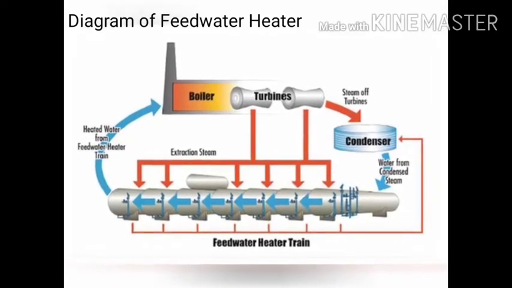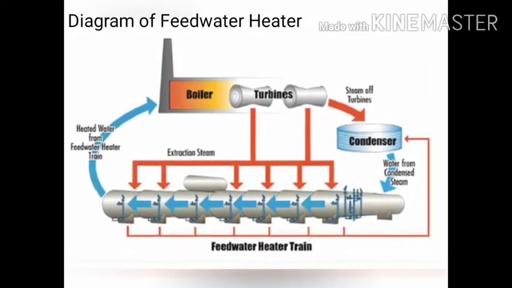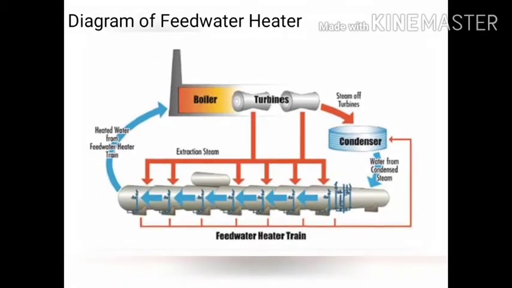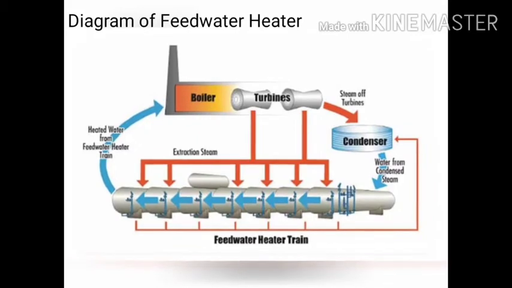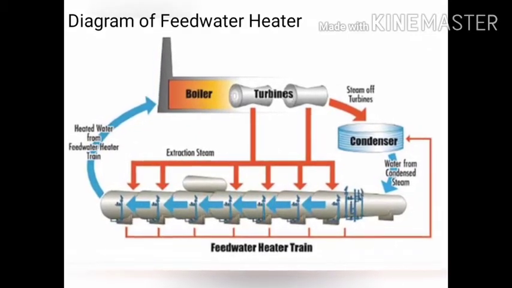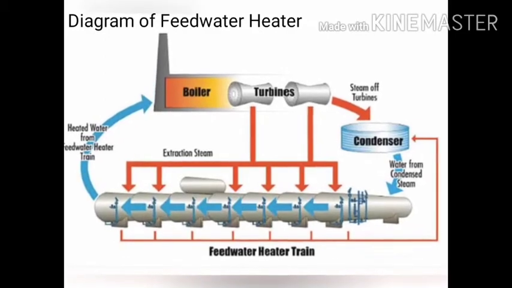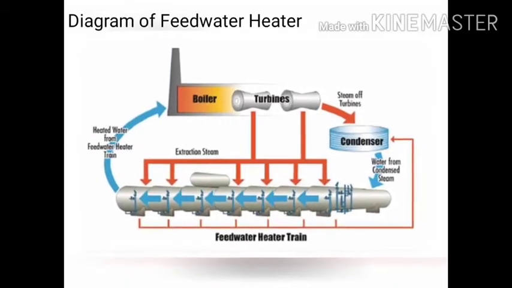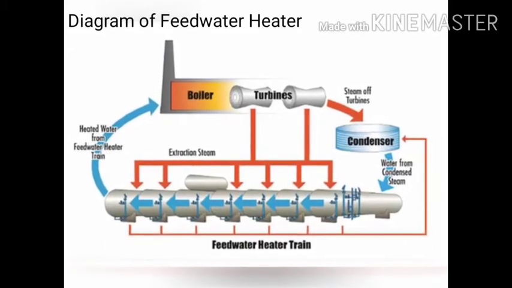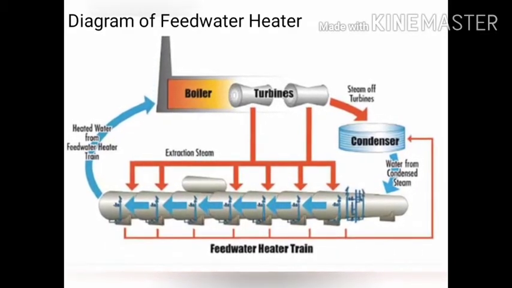So as we can see, the steam from the turbines goes into the condenser. The water from condensed steam enters the feed water heater train. The heated water from the feed water heater train now moves to the boiler, then the turbines. Then the process goes on again.